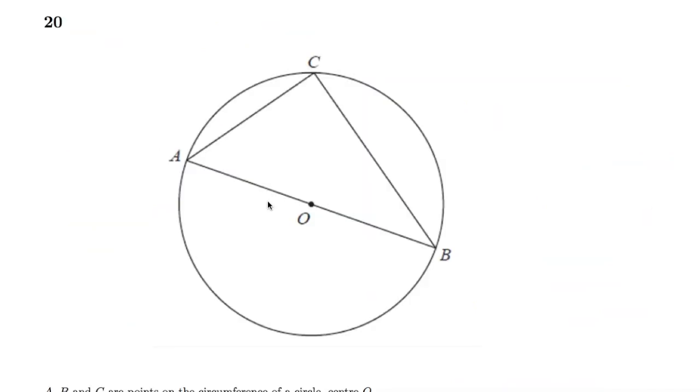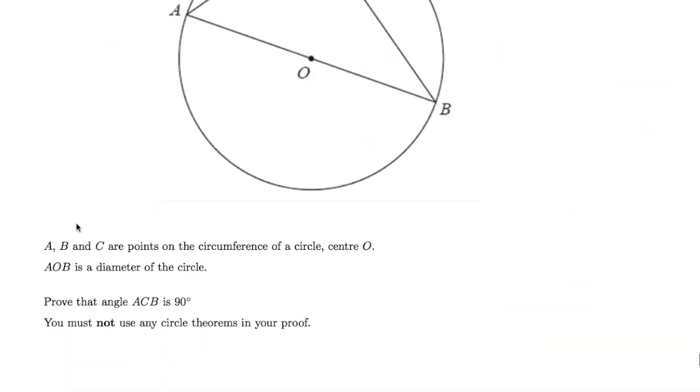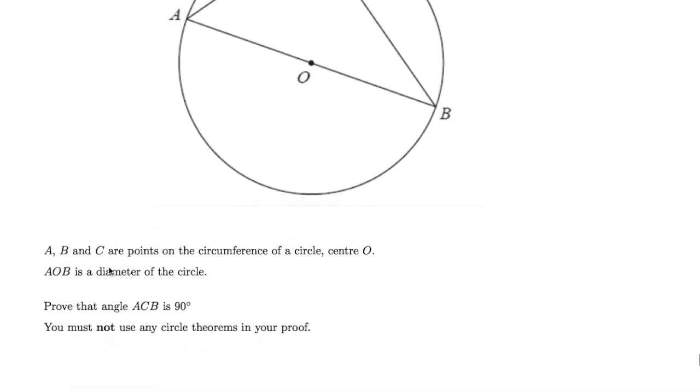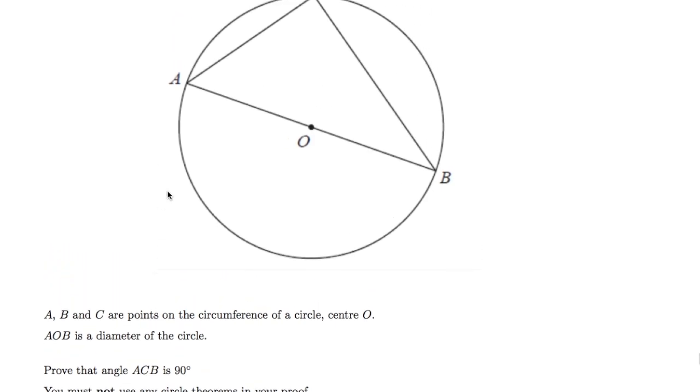Question 20 gives us a diagram and it says A, B, and C are points on the circumference of a circle center O. AOB is the diameter of the circle. Prove that angle ACB is 90 degrees. You must not use any circle theorems in your proof.